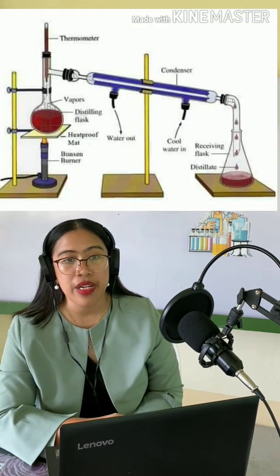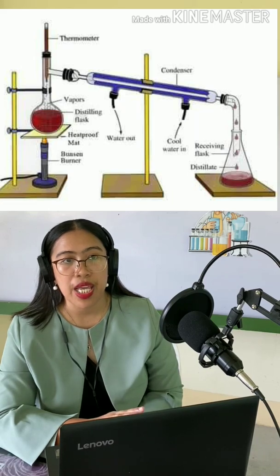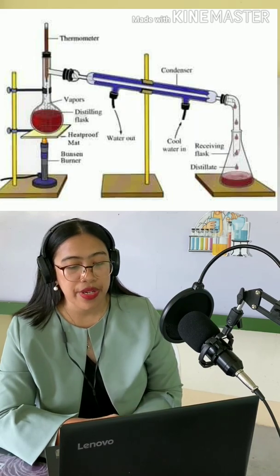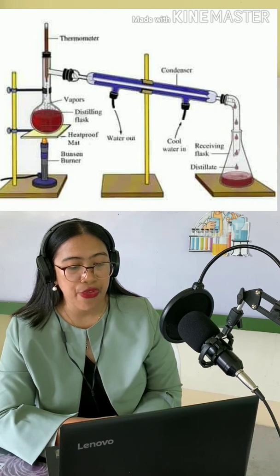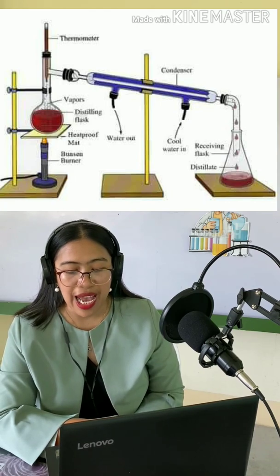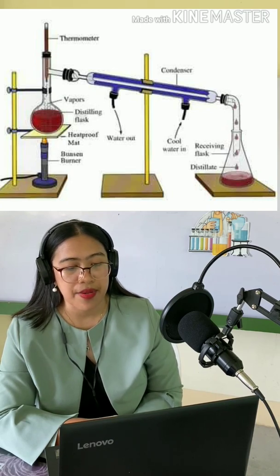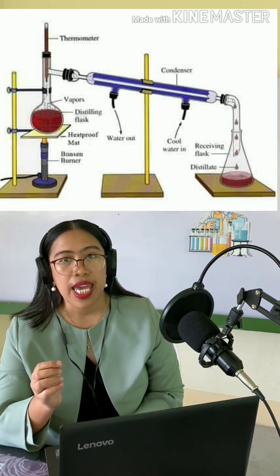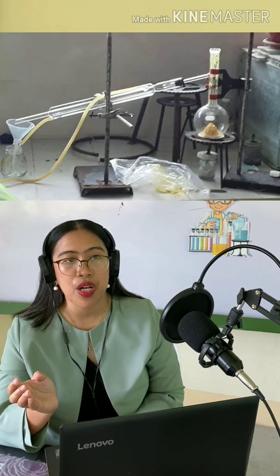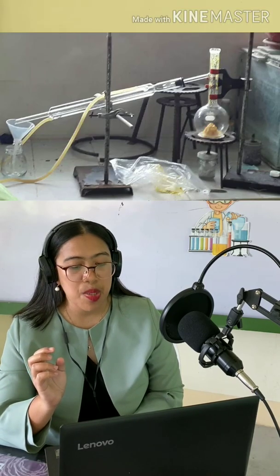Of course, this involves the use of a couple of science equipment. To name a few, we have the Bunsen burner, but in some cases, we already have our electric burner. Then we have the heat-proof mat, distilling flask, condenser, receiving flask, and thermometer. So as you can see here in the PowerPoint, this is an example of a distillation experimental setup.